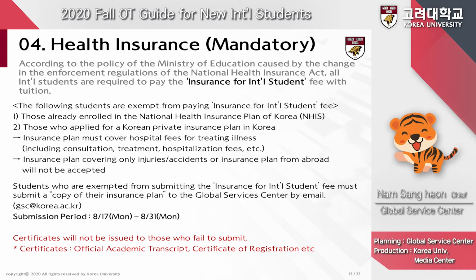The following students are exempt from paying the insurance for international student fee. 1. If you are someone who is already enrolled in the National Health Insurance Plan of Korea, or 2. If you are someone who has already applied for a private Korean insurance plan in Korea. In this case, you must submit a copy of your insurance plan to GSC by email during the submission period, which is from August 17th to August 31st, to avoid getting a penalty or restriction on the issuance of your certificates or documents from the school.